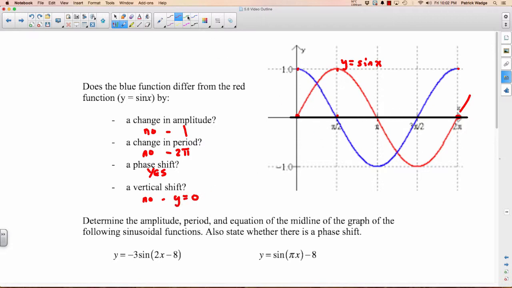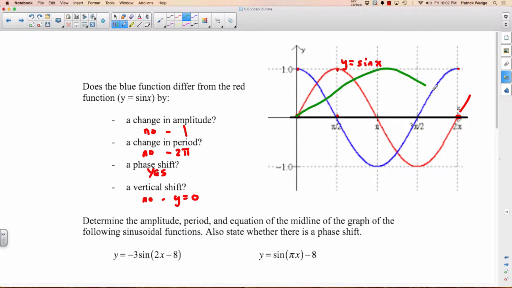I don't know, this wasn't a very interesting question. But what if I'd asked something like this? What if I'd asked you about one that goes like that? What else has changed? Has the period changed? No, it's exactly the same. But the amplitude has changed.